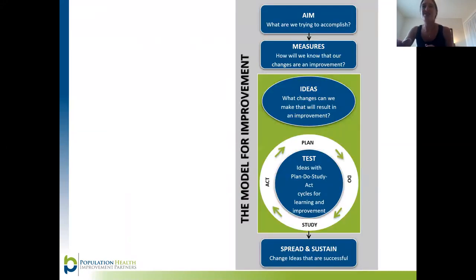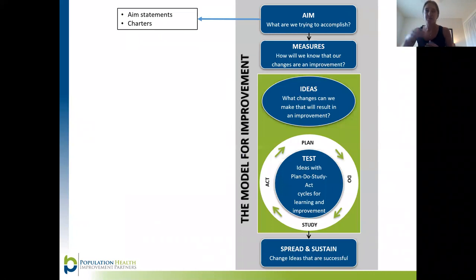So once you selected your focus areas and you developed your team, we asked you all to develop some specifics around what you hope to accomplish by participating in this collaborative. And you did that through developing an AIM statement and charter.